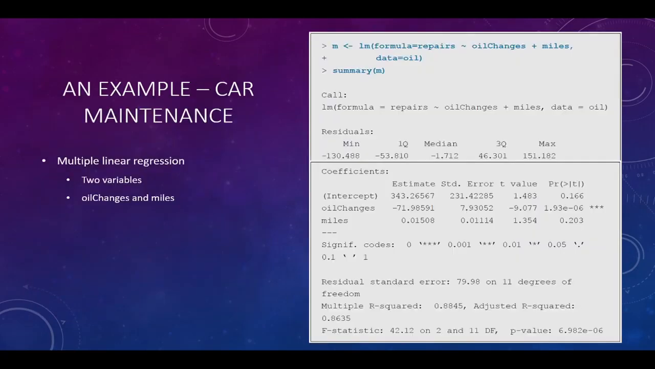Now, let's do the same thing, but let's add back in the miles. If we look at the summary here, the difference is we say oil changes plus miles. We're adding the miles back in, and we can do that with this linear modeling. If we do the same summary, we can look, and there's not much change in the data.